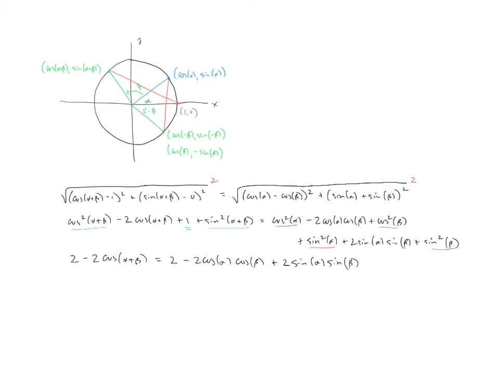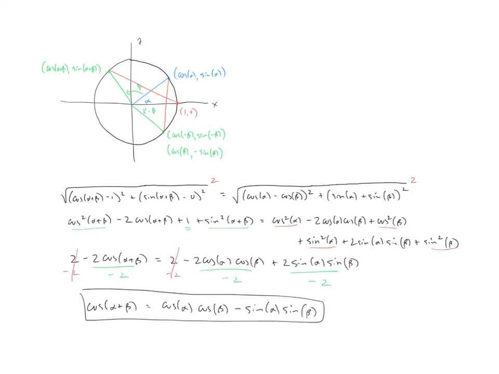So if we go ahead and now subtract 2 from both sides, you can see how those go away. I'm also now going to multiply everything by a -1/2, or divide everything by a -2, which would do away with the constant of 2 throughout. So that's going to give us cosine of alpha plus beta equals cosine alpha cosine beta minus sine alpha sine beta. And that would be the identity for cosine of a sum.